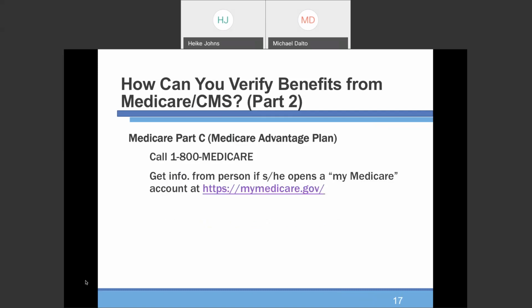Medicare Part C, also known as Medicare Advantage plans, these are a way for people to basically hire a private company to provide most or all of their Medicare services through an HMO, Health Maintenance Organization, or a PPO, a Preferred Provider Organization. These are entirely optional. You can verify this information at 1-800-MEDICARE or through a My Medicare account.